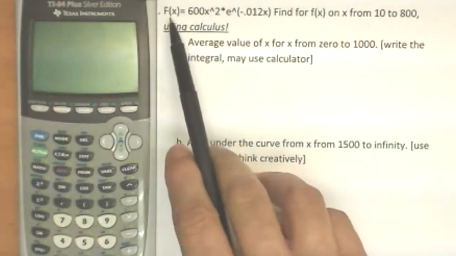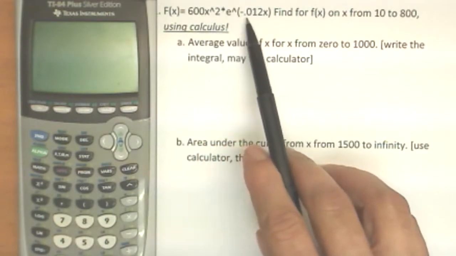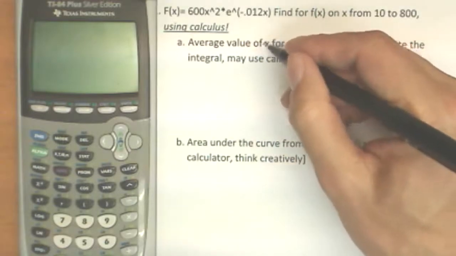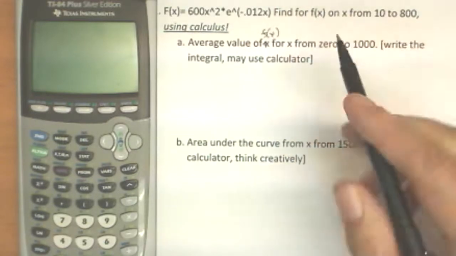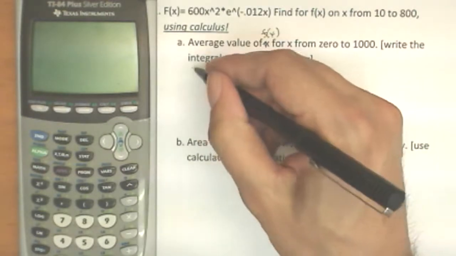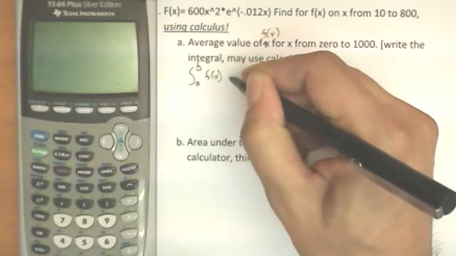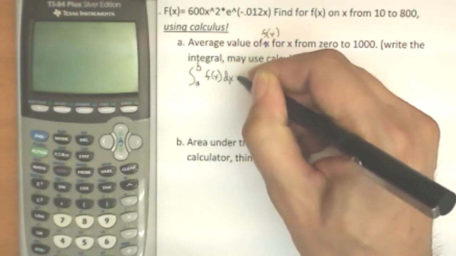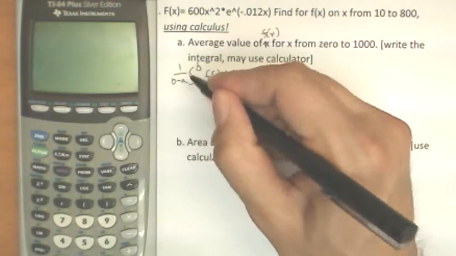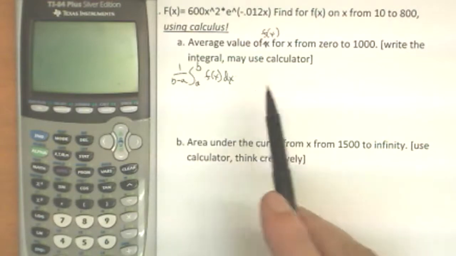So now we're given f of x, the same function as the previous problem, 600x squared times e to the negative 0.012x. And we're to find the average value of f of x, not x obviously, for x from 0 to 1,000. So we're calling the average value from a to b of a continuous valued function f of x equal to the integral multiplied times 1 over b minus a, or the distance along the x-axis you integrated.